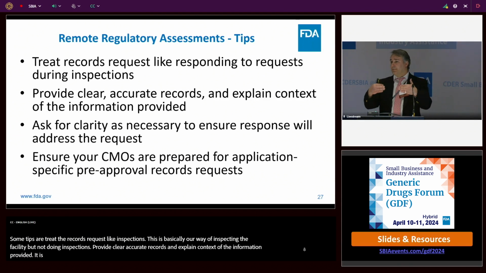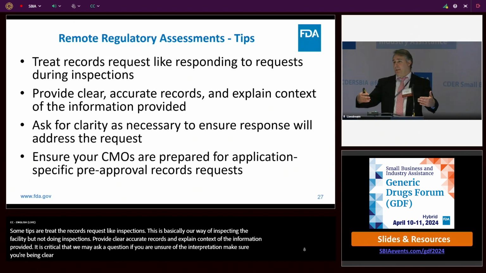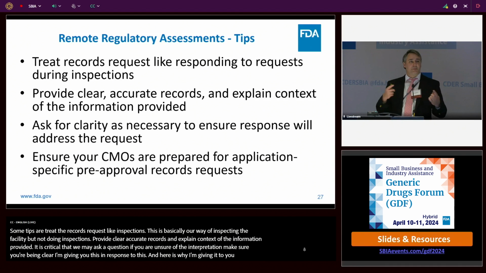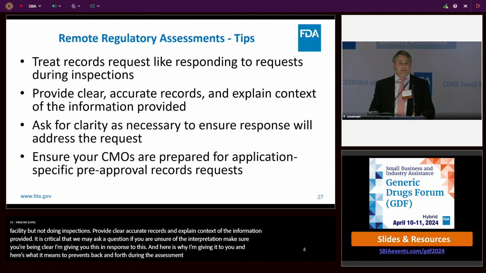Say, "I'm giving you this in response to this, and here's why I'm giving it to you, and here's what it means," so that it prevents the back and forth, or doesn't open up questions during the assessment that might lead to concerns from the agency related to what we're seeing.